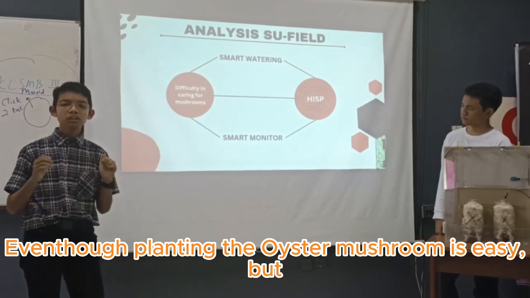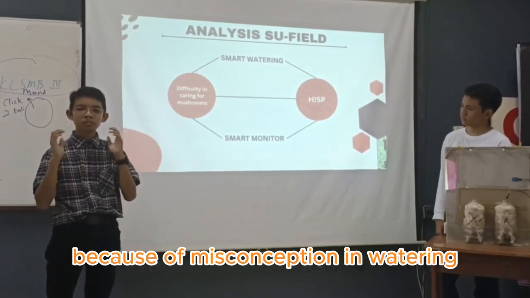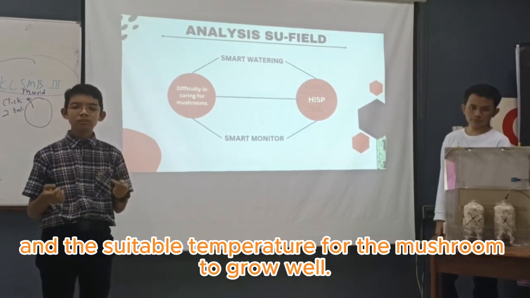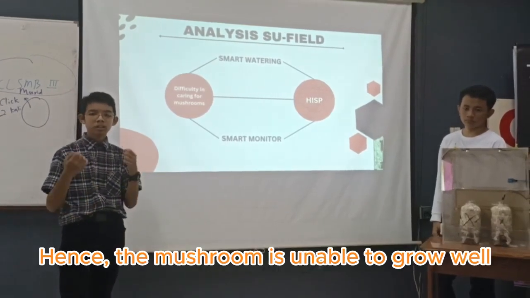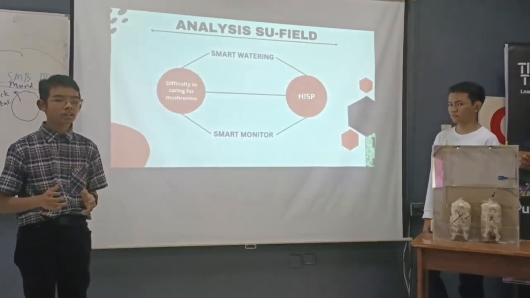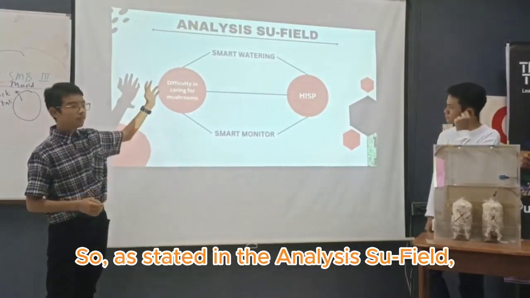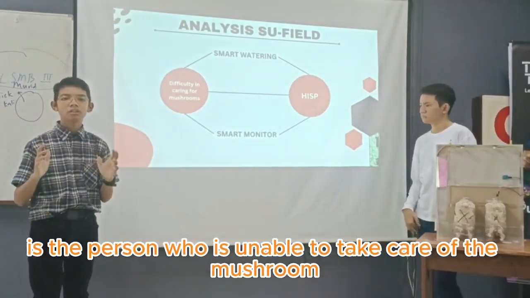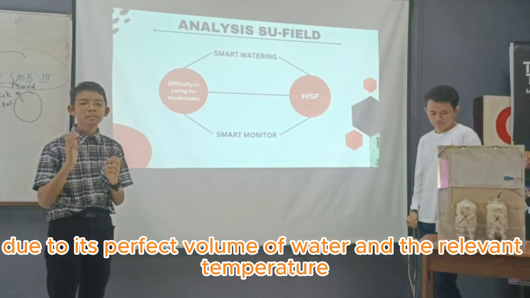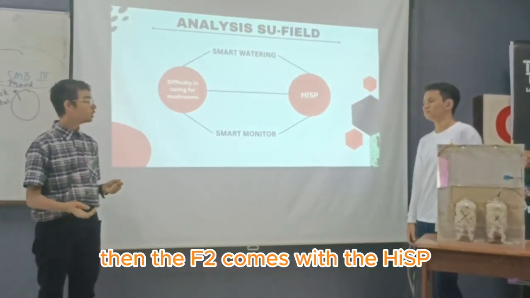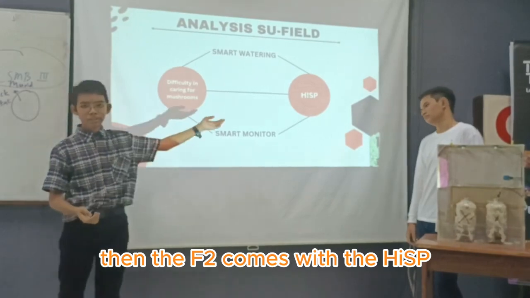Even though planting the oyster mushroom is much easier, because of misconception of watering and suitable temperature for the mushroom to grow well, the mushroom is unable to grow well. If it's grown, it's still easily attacked by fungus. So as stated in the anisotropic field, difficulty in caring for mushroom is the person who is unable to take care of the mushroom due to its perfect volume of water and relevant temperature. Hence, the F2 comes with the HiSP.